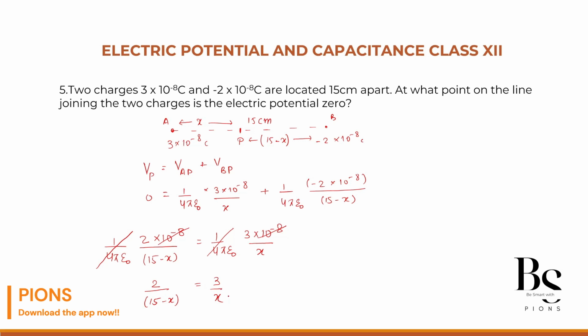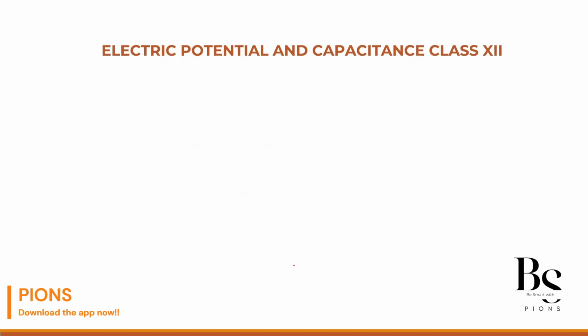Now, if we cross multiply this, we will be left with, let's go to the next page, 2x equals 3 times 15 minus x when you cross multiply them. So this will give us 2x equals 45 minus 3x. Taking 3x to the other side, 2x plus 3x is 5x equal to 45. And x equals 9 centimeter because I didn't convert, I took x as centimeters only.